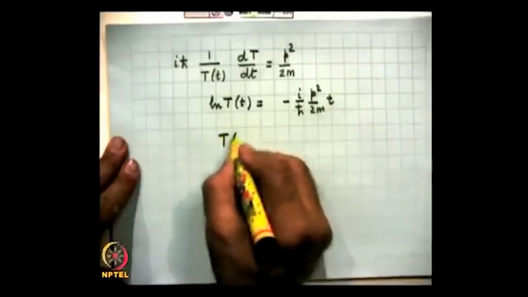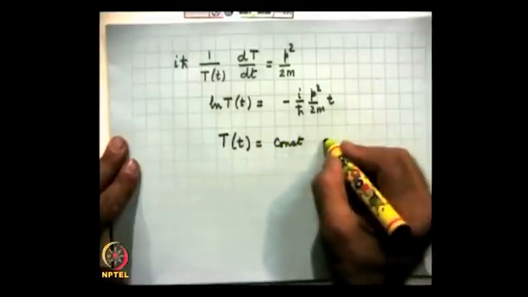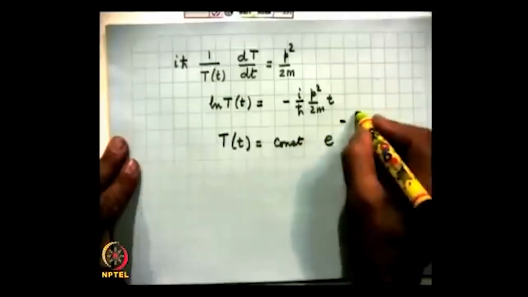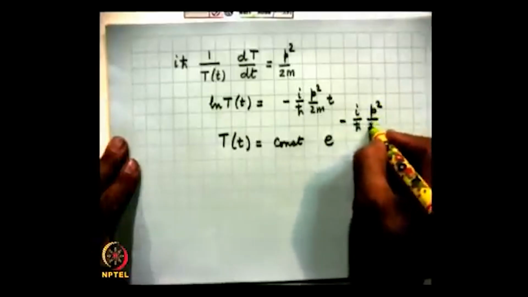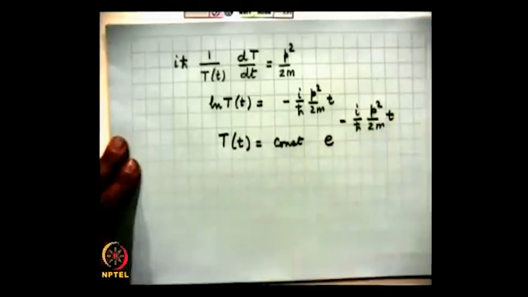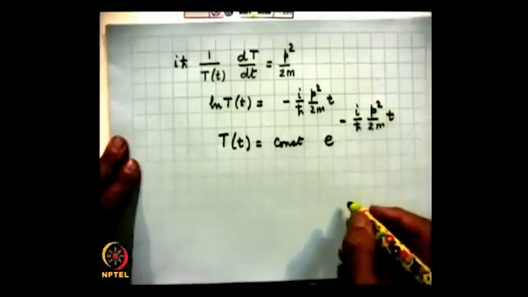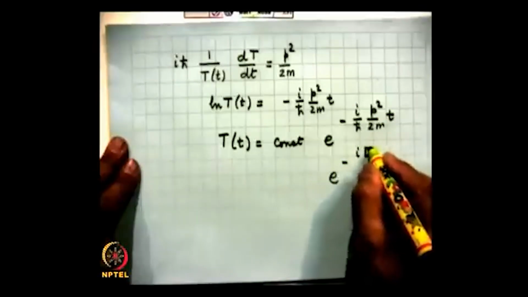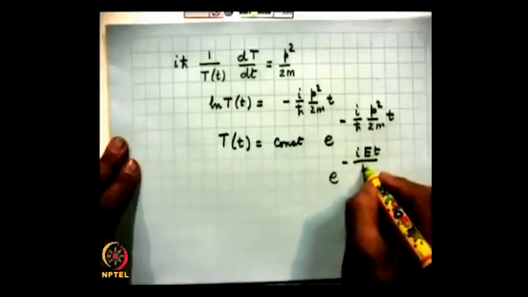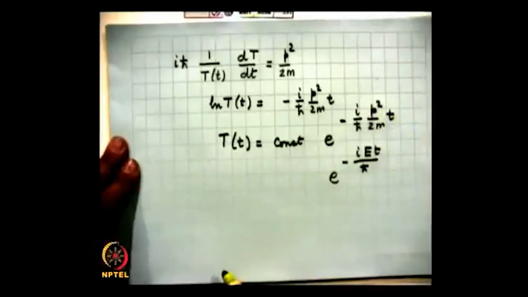So, T of t is a constant times e to the power of minus i by h cross p square by 2m into t. This quantity is also sometimes written as E. So, therefore, I can write this down as minus i E t by h cross, where E here and p here is a number. m is of course the mass of the particle.